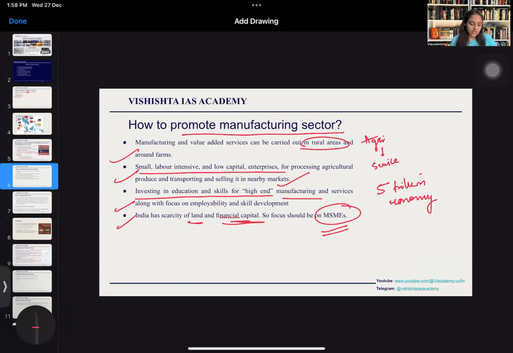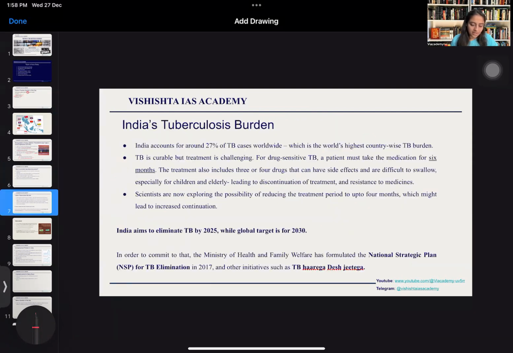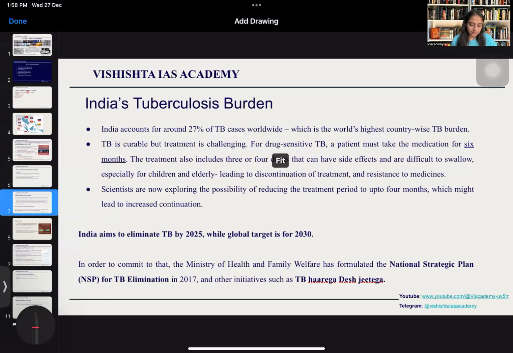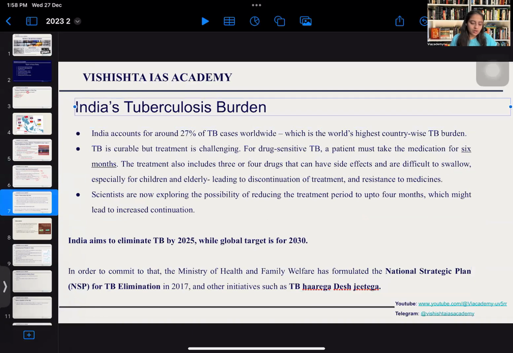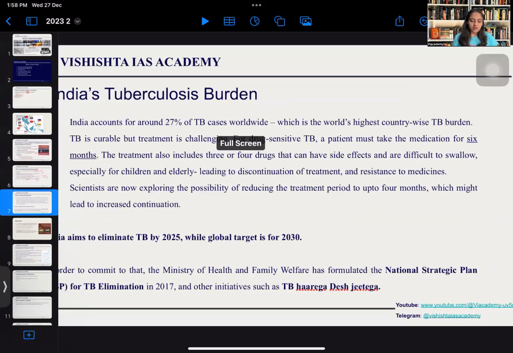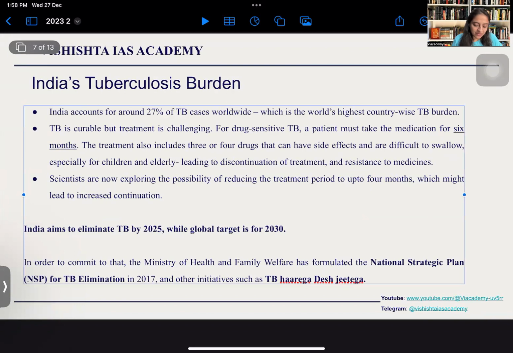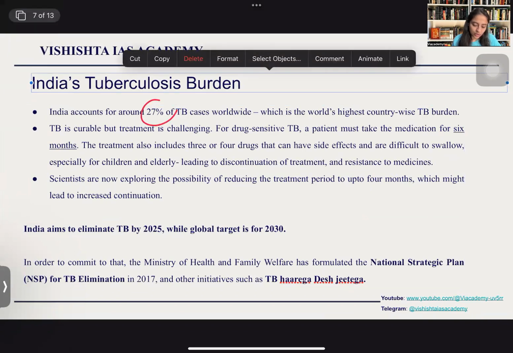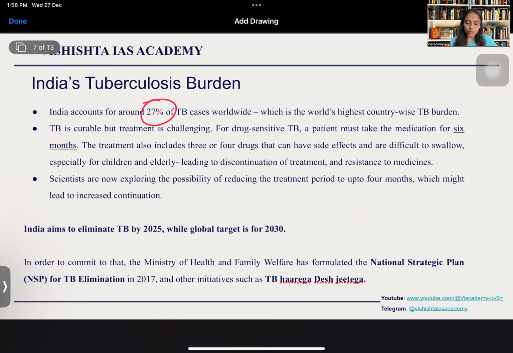And we'll move on to our next news, which is India's tuberculosis burden. So basically, India accounts for 27% of the TB cases worldwide, which is also world's highest country-wise TB burden. This is a very important data which can be used in your mains answer whenever there's a question on tuberculosis. You can introduce your answer with this data.